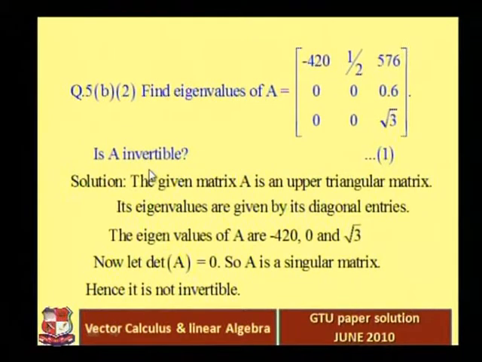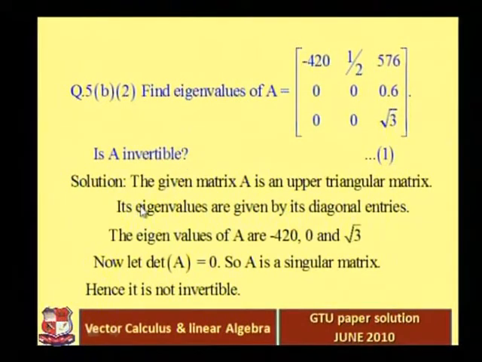Next question. Question 5b, second part. Find the eigenvalues of A, the matrix with rows minus 4, 2, 0; 1 by 2, 5, 7, 6; 0, 0, 0.6, 0, 0, root 3. Is the given matrix invertible? That is the question, and this question carries 1 mark.